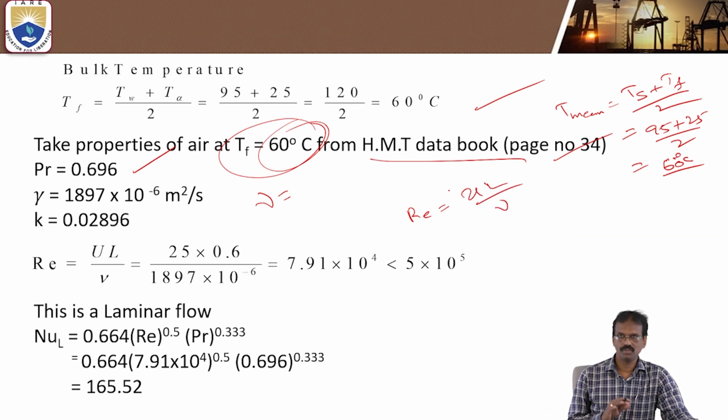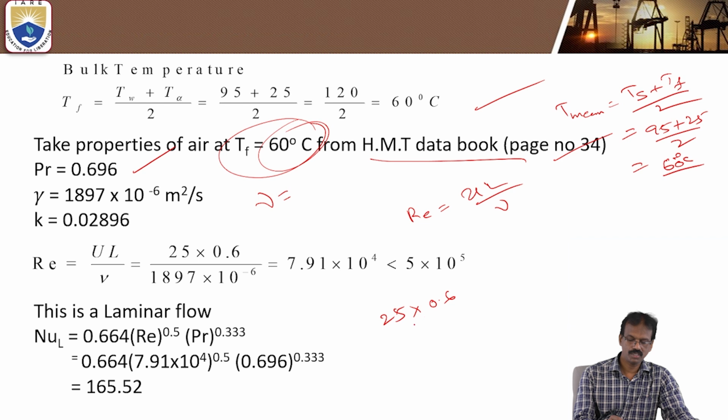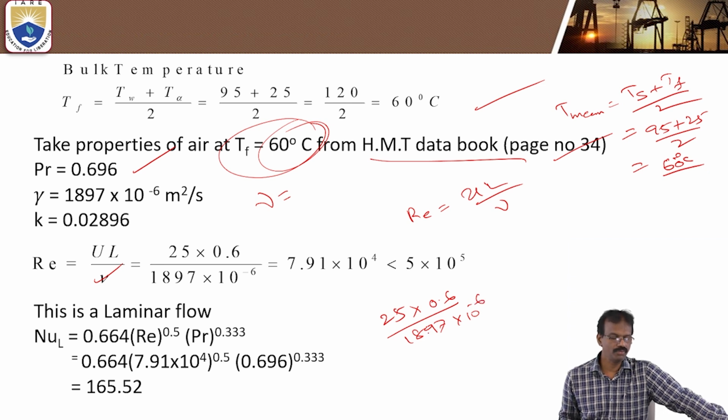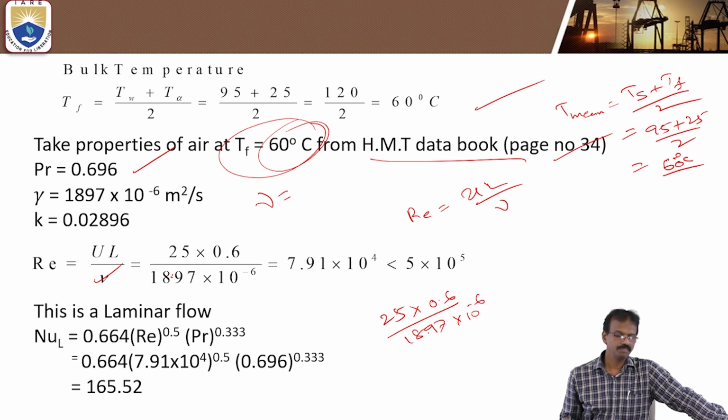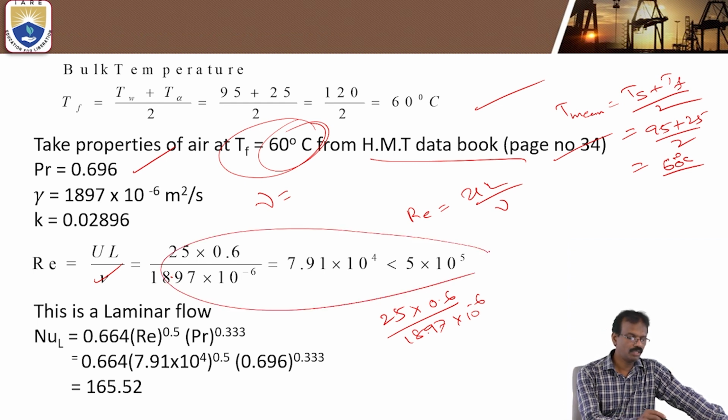Full length, it means length is 600 mm. Then U velocity, so that is 25. Okay, not 2.5, 25 meter per second into 0.6, that is the length along 600 mm, by kinematic viscosity value, that is 18.97 into 10 to the power of minus 6. If you solve this one, then you can find the Reynolds value.